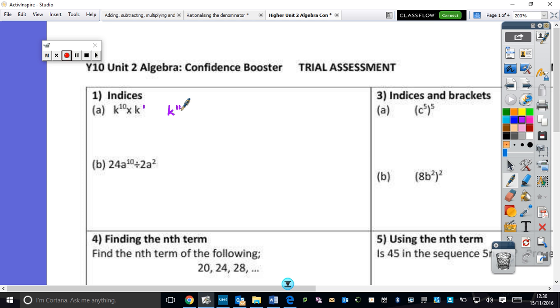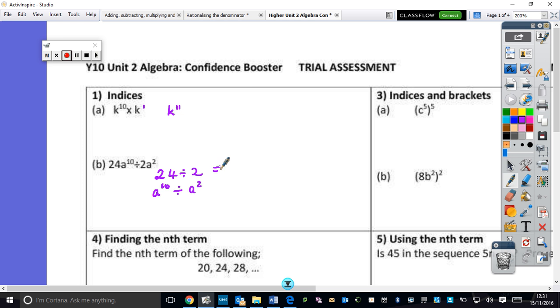Same idea, but you've got to break this down. Okay, now this laptop might not pick my voice up that well, so you've got to watch the pen if you watch the video, because I'm far away from the tiny microphone that's on it. You've got to break it down. So I'm going to do 24 divided by 2, and I'm going to do a to the power of 10 divided by a to the power of 2, because those questions separately are dead easy. Together it looks a mess, but if you break it down it's more straightforward.